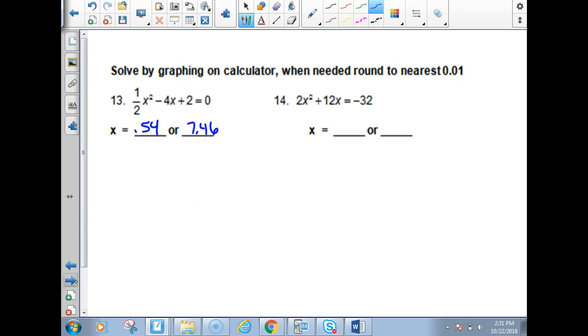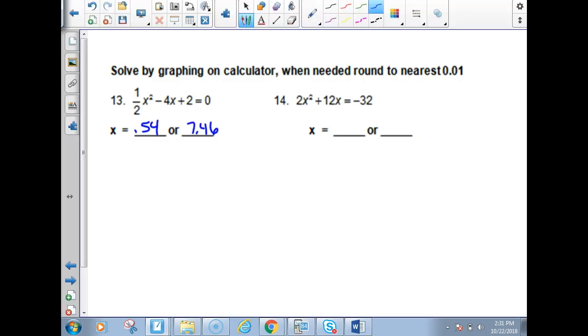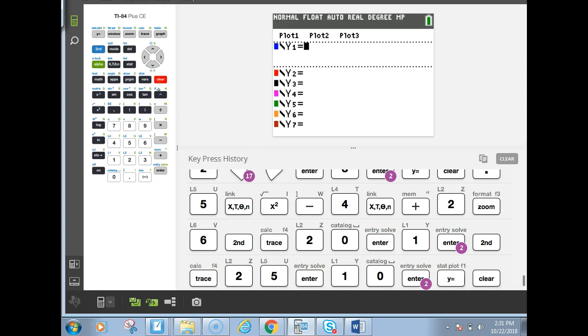Number 14, we're going back to the grapher. We're going to change the equation, but first we need to, oops, I didn't mention that, we need to set it to 0. 2x squared plus 12x plus 32 equals 0. You can divide by 2 here and reduce this equation down to x squared plus 6x plus 16. Regardless, you'll still get the same zeros. It won't matter if it's reduced or not, but it will look different. I'll go ahead and put it in as it started.